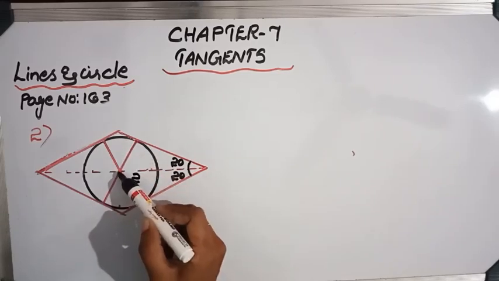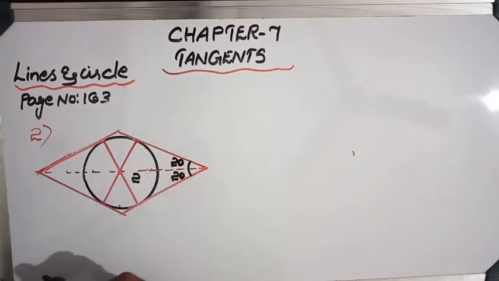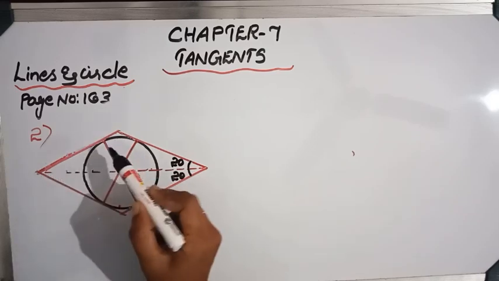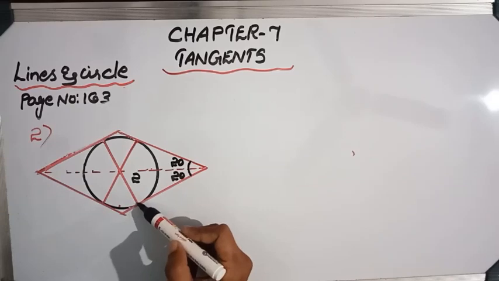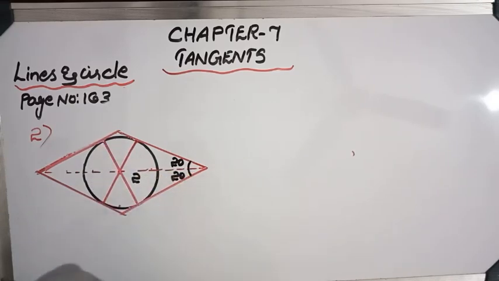It will be through the center. That means it is a diameter. Now the next tangent is also through one point and the opposite side also through one point. That point also we can join. Again we will get one diameter.